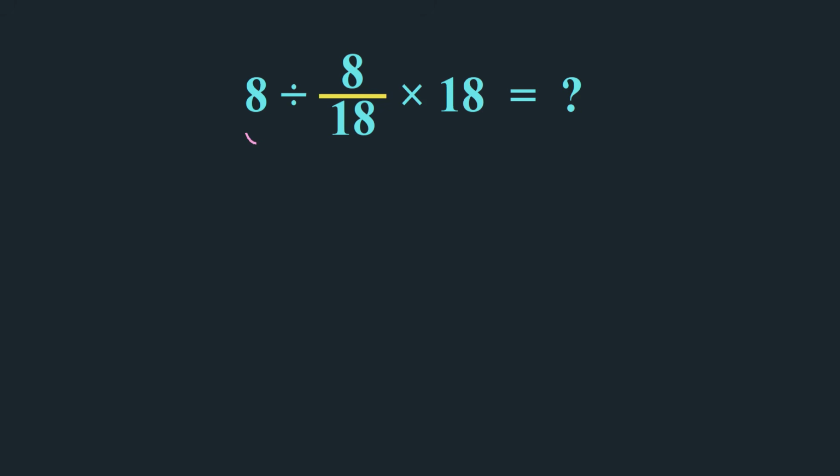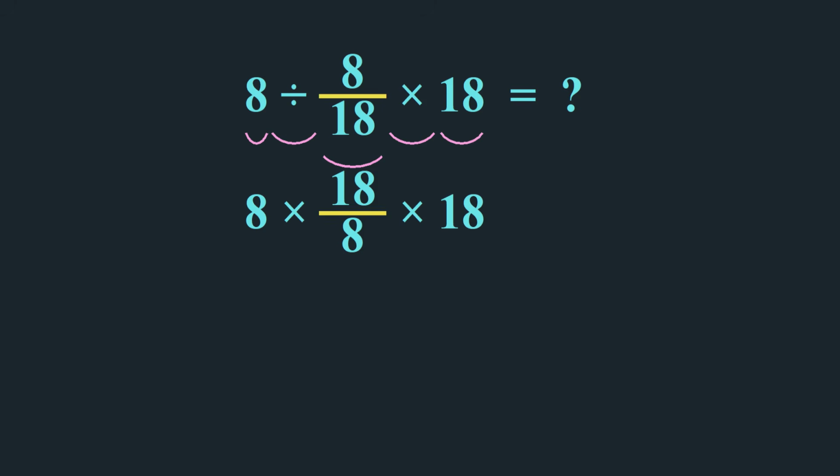8 divided by 8 over 18. To do this division, write down the 8, then change division to multiplication and flip this fraction to 18 over 8. And here again we have times 18. Now we have this new problem. First we do this multiplication.